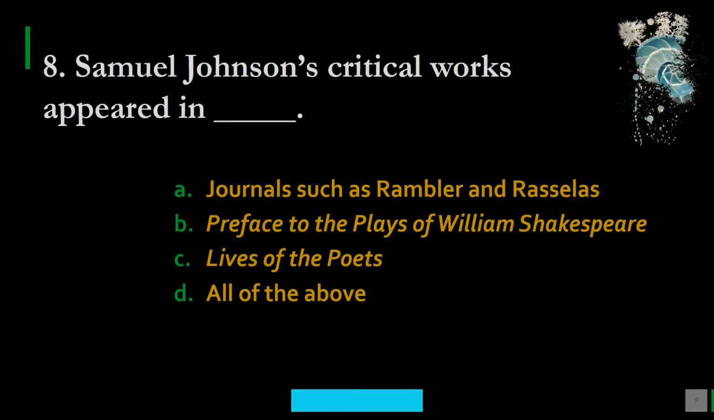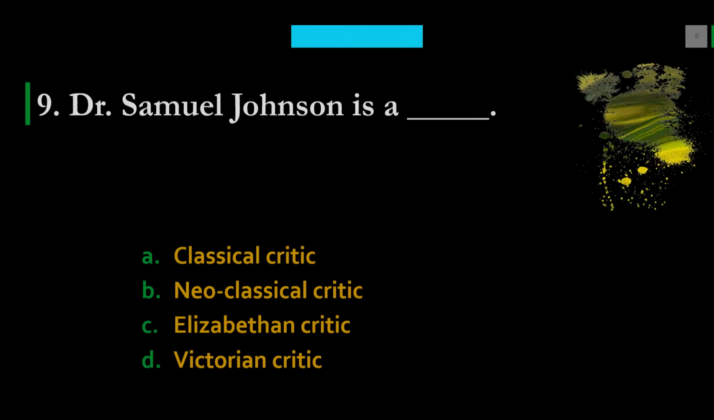Next, Samuel Johnson's critical works appeared in. We have options: A, journals such as Rambler and Rasselas, B, preface to the plays of William Shakespeare, C, lives of the poets, and D, all of the above. Please choose your option, and the correct option is D, all of the above. So we find Samuel Johnson's critical works or critical opinions in different types of works. For example, we have journals like Rambler and Rasselas, preface to the plays of William Shakespeare, lives of the poets, etc.